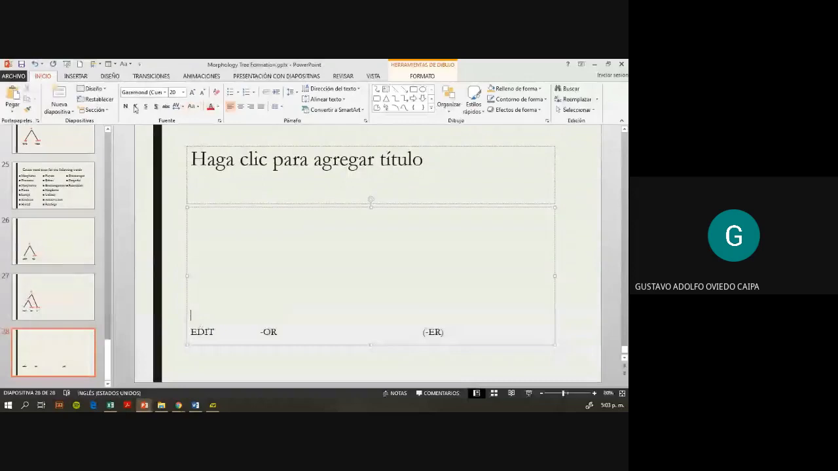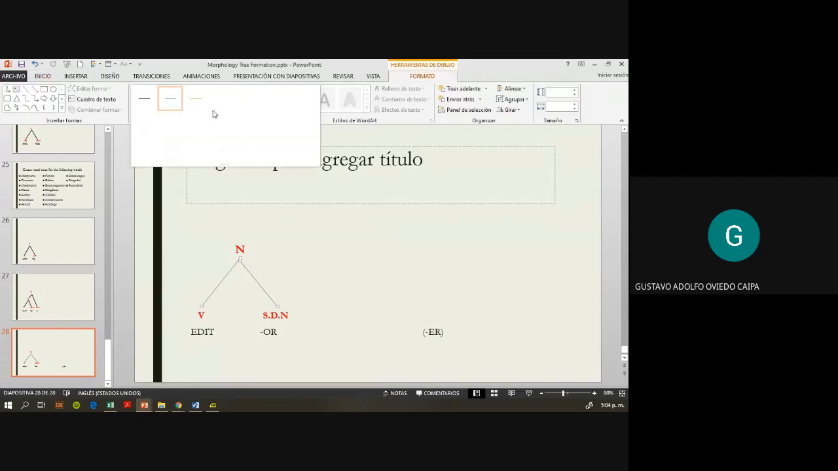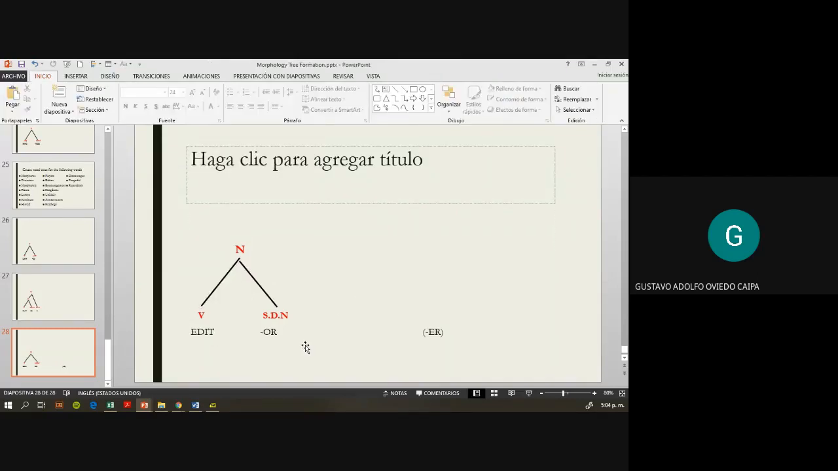All right, edit. So again, these types of morphemes, or and er, they normally combine with verbs. So that's what we're going to say, that edit is a verb. We're going to take it as a verb. This one is a suffix. This one is, wow, derivational. And it's for nouns normally. So now we just combine this with this. We're just going to steal this one from here.